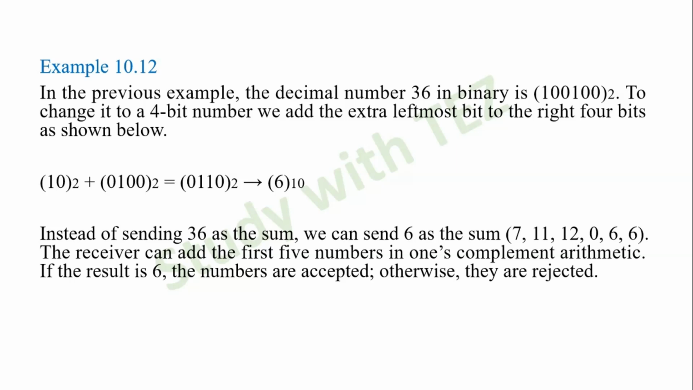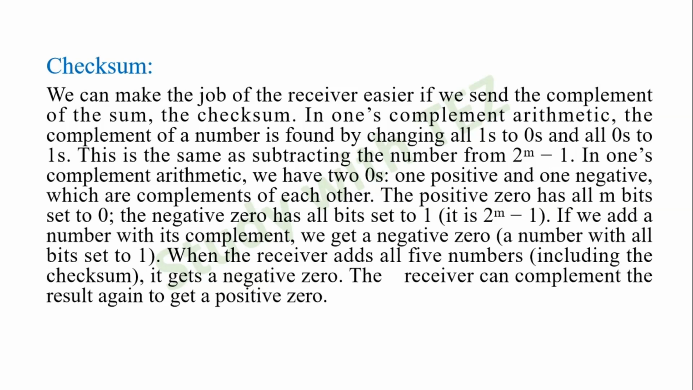So all the messages are being split up into m bits, and even the sum is also of m bits. So that is being met here. The receiver can also add the first five numbers in one's complement, and if the result is 6, the number is accepted, otherwise it is rejected. Same procedure. But still we want to refine it.